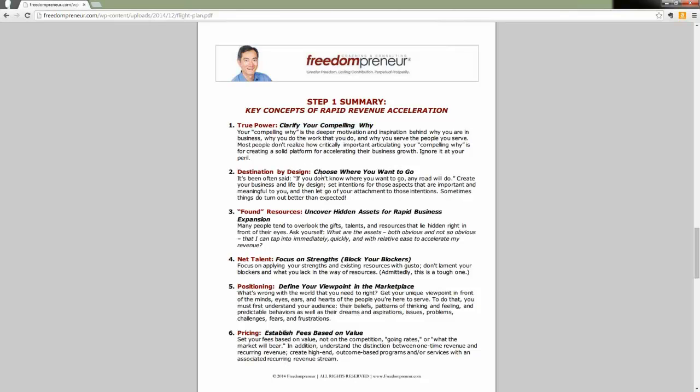Now, the next key concept is destination by design, choosing where you want to go. And this is where visual goal setting is an important exercise for you to actually be able to visualize and visually express where you want to go. Because if you don't know where you want to go, or you're not clear, then any road will do.